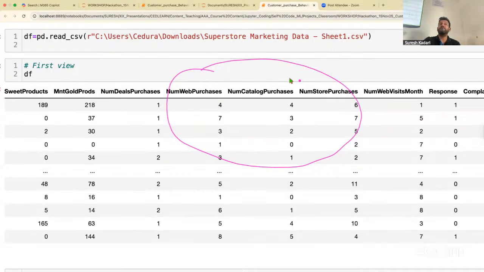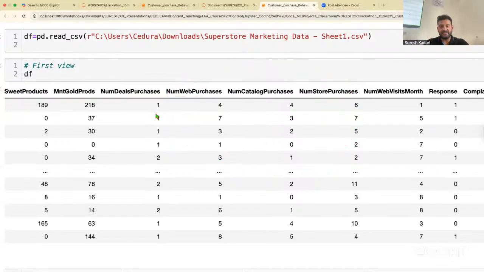So what happens if you know the mode of shopping? What advantage do you have? Your next marketing campaign, whether it should be store purchase, brick and mortar, or catalog purchases. You throw a catalog and they pick, or web purchase. In India catalog purchasing is very less, but abroad there is a lot of catalog purchasing.